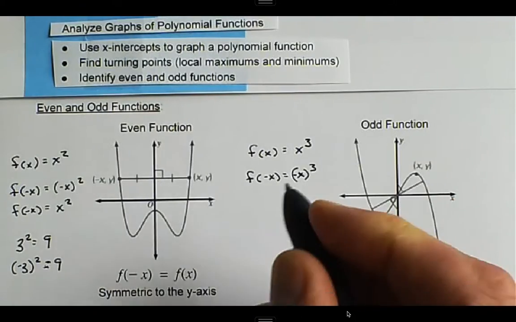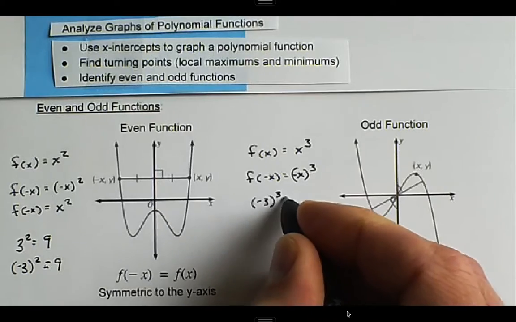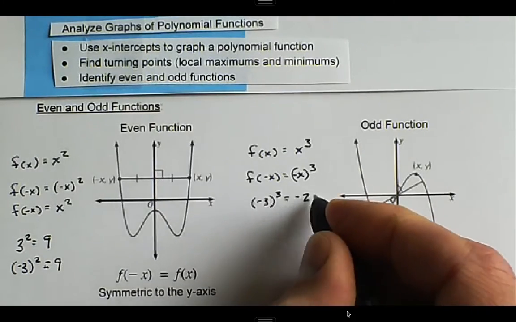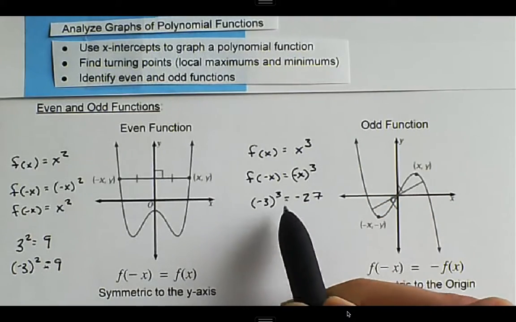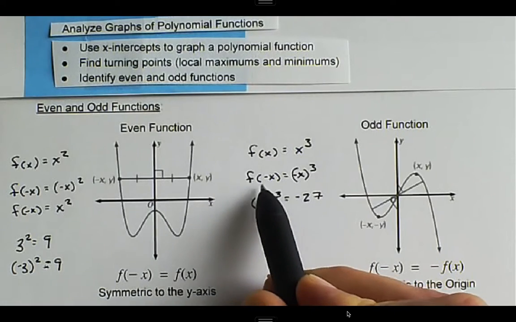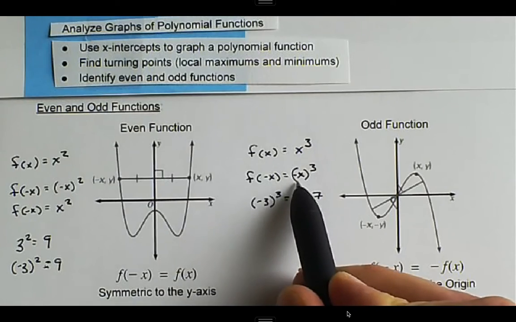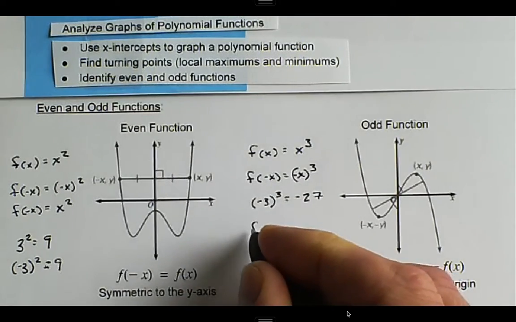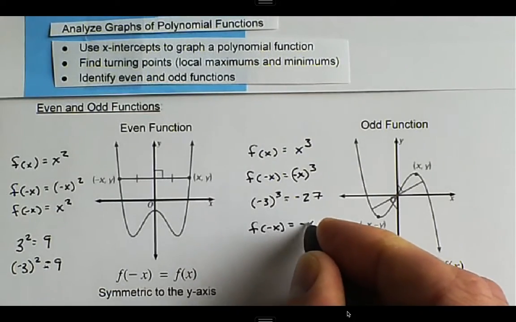So let's think about that. If we substituted negative 3 into it and cubed it, we would still have the negative, because negative 3 times negative 3 is 9, and then multiplied by negative 3 again, we get negative 27. So the function evaluated at negative x of x cubed becomes f of negative x equals negative x cubed.